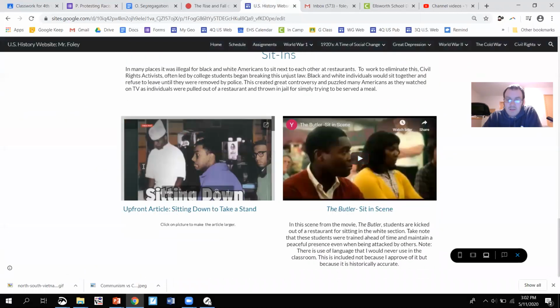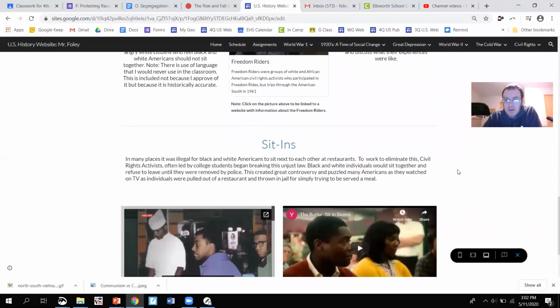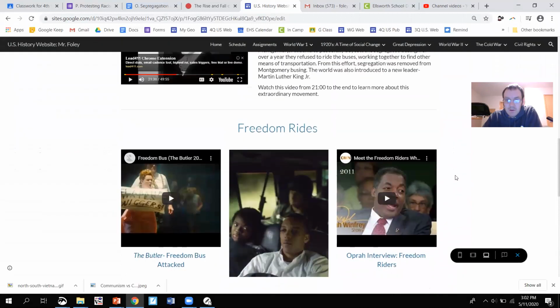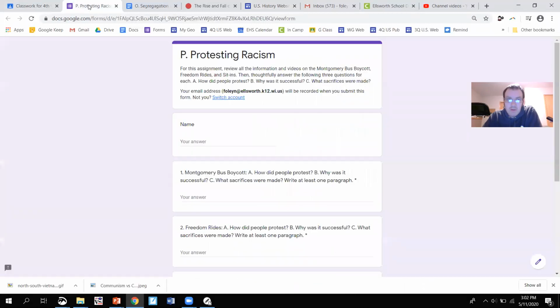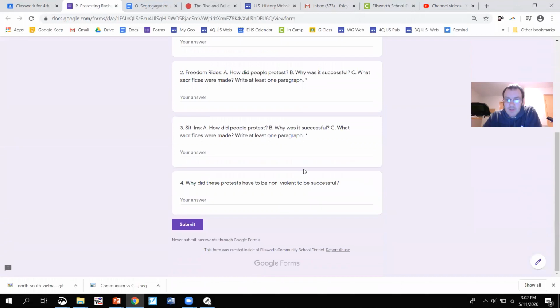And then the sit-ins, here's a great article right here. And over here, you have a scene from the movie The Butler that kind of gives you some background on what it may have been like to be in that situation. So you're going to use all this information, and that should help you to answer these questions, no problem.